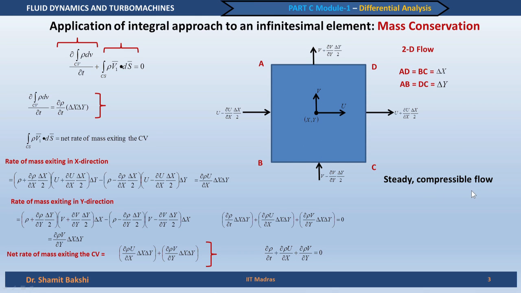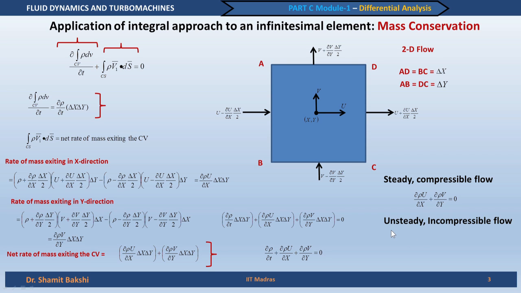We can reduce it to a steady and compressible flow situation. If you consider the flow as steady, of course, the first term drops out and you get this expression. So, this is the continuity equation, or mass conservation equation, for a steady compressible flow: del rho u by del x plus del rho v by del y is equal to 0.